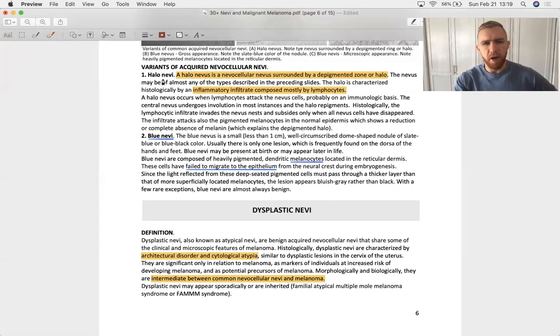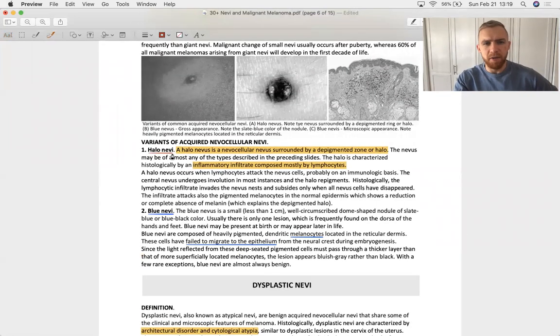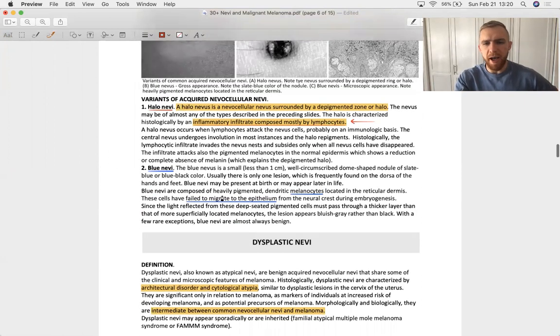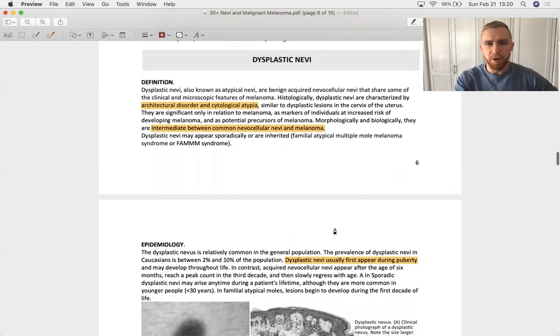So then there's a couple of variants of acquired nevi. The halo nevus is named so because you see a halo of lymphocytic infiltrate around it on biopsy. So just associate the lymphocytes here with the halo nevus. And then there's blue nevi. But they're blue. That's about all you need to know.